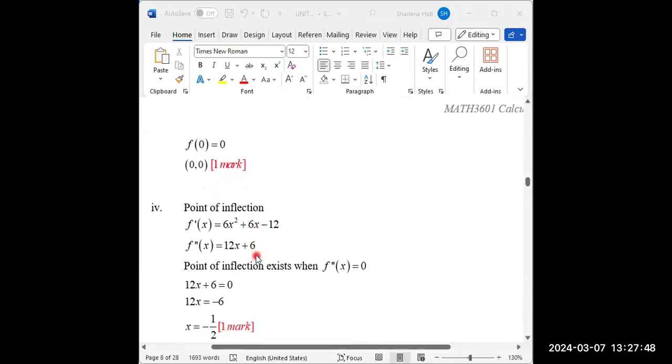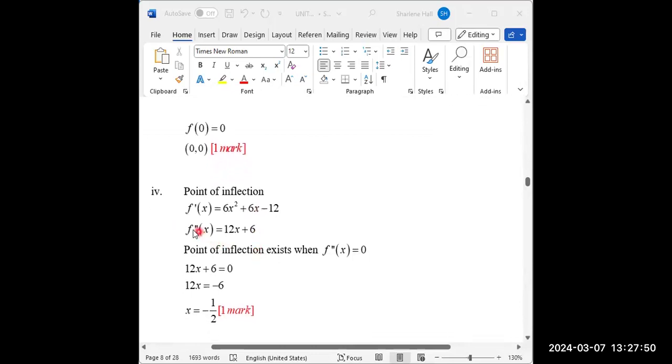So for my point of inflection, we have the first derivative and we have the second derivative. What I need to do with the second derivative is set it equal to 0. A point of inflection exists when f double dash of x is equal to 0. So 12x plus 6 equals 0, so 12x is equal to negative 6. I'm going to divide both sides by 12.